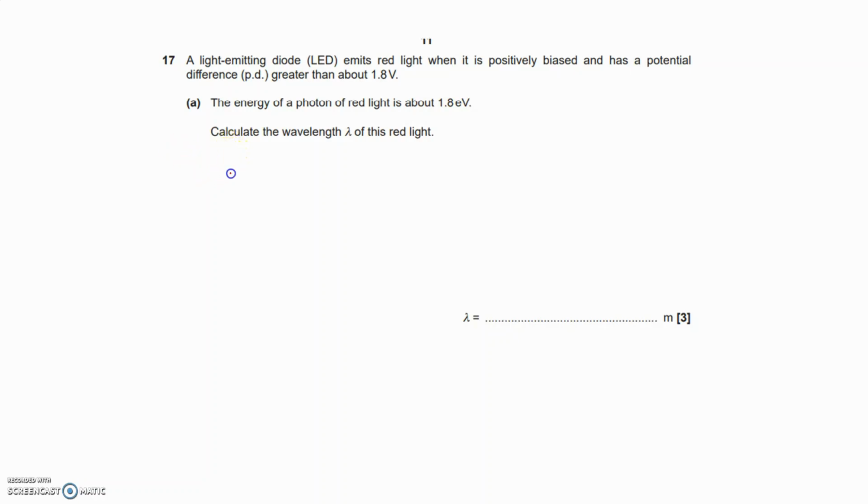So the energy of a photon is given by hf, where E is the energy of the photon, h is Planck's constant, f is the frequency, and the frequency can also be written as the speed of light divided by the wavelength, which is what we're trying to find out. So we'll substitute in c over lambda instead of f.